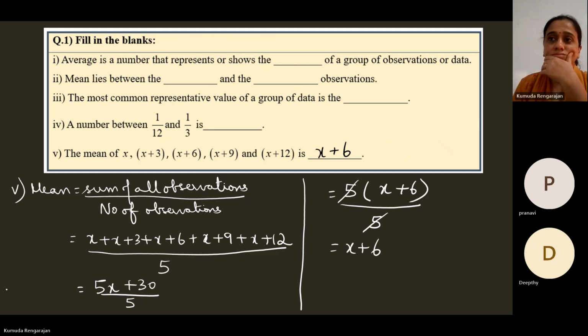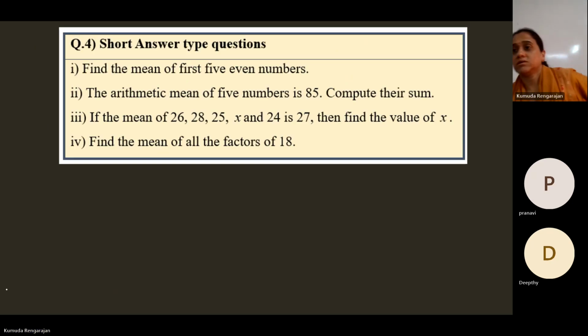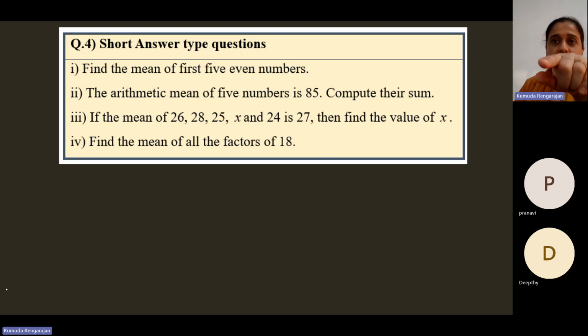Write today's date. Name of the chapter, data handling. Now leave sufficient space to complete the 5 statements of fill in the blanks and these 3 statements in true or false. Okay, now start working from here. Go down, go down, still down. Yeah, there you can start. Take down the question. Find the mean of the first 5 even numbers.